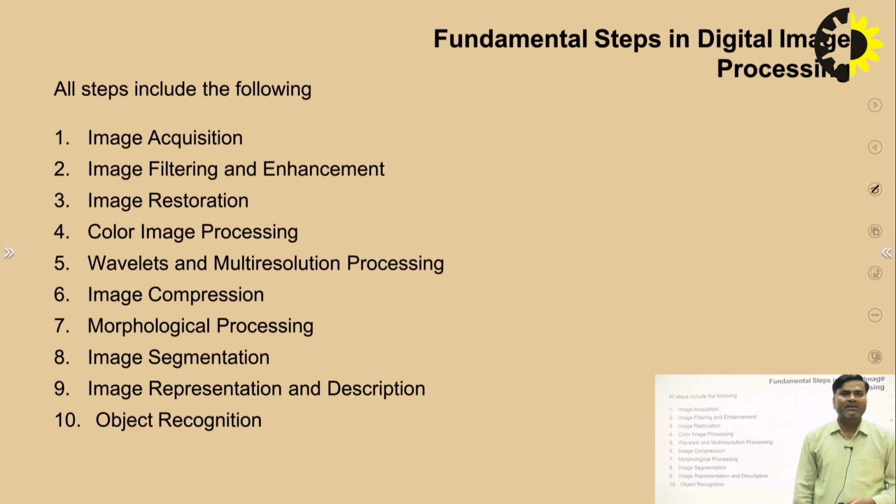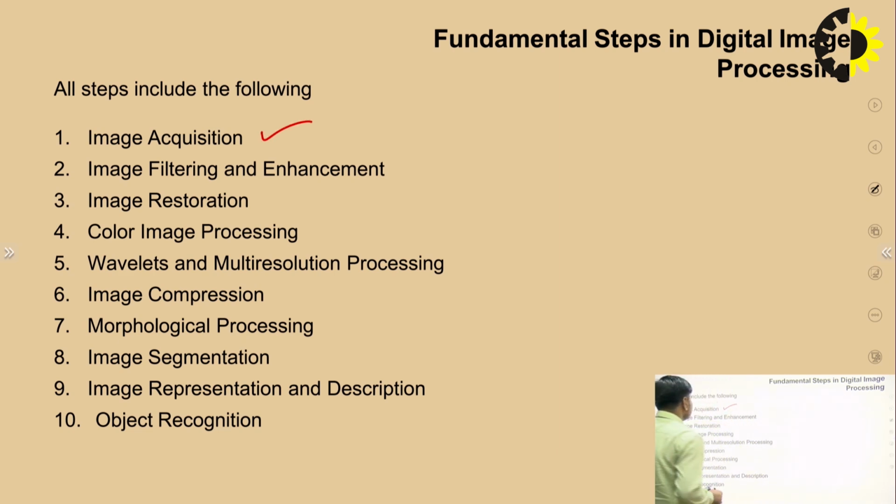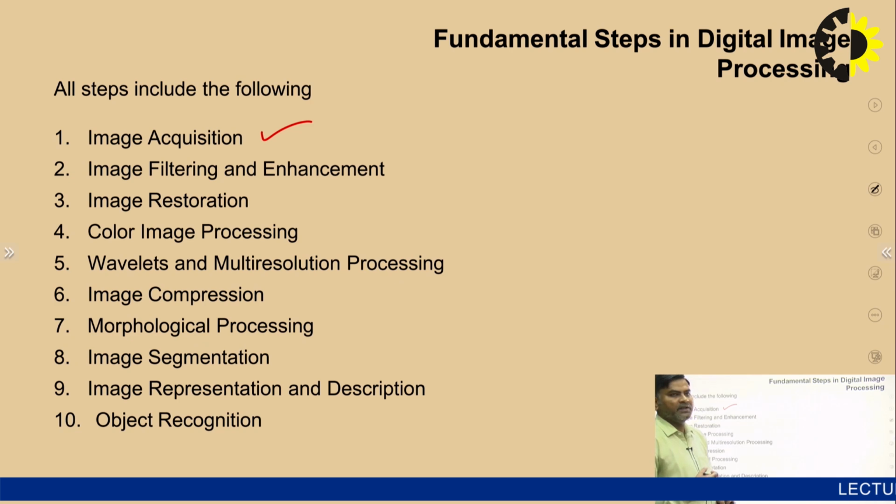There are some fundamental steps in digital image processing by which we can process a digital image and enhance it. First step is image acquisition. In image acquisition, if we want to process a particular image, we first extract the image from somewhere, like we take pictures from our digital camera or mobile phone. This is called the image acquisition process by which we can take the input image.